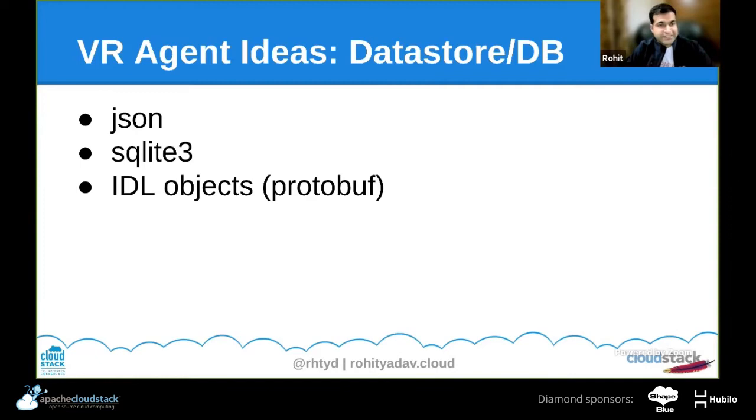we can look into SQLite. So SQLite as a way of having a small database on the virtual router. Or we can simply serialize and save the protobuf objects or the ideal objects at some folder.